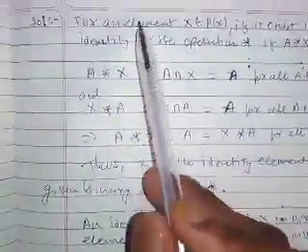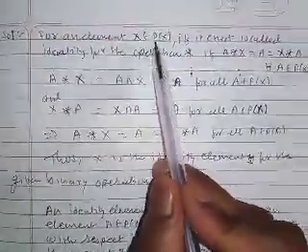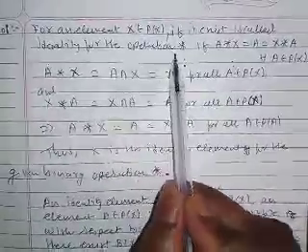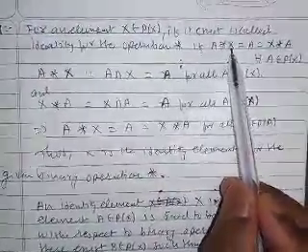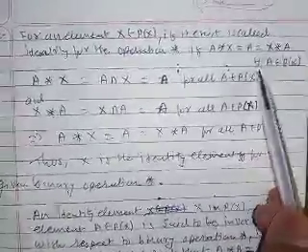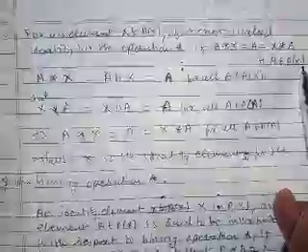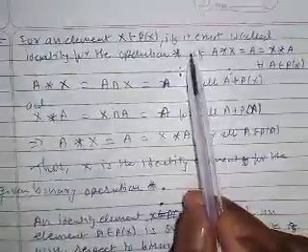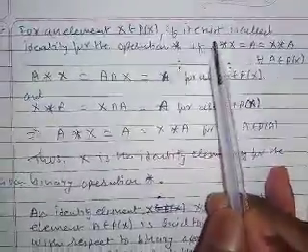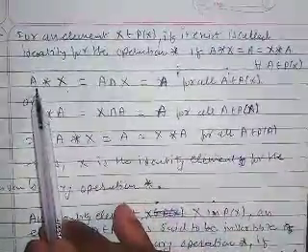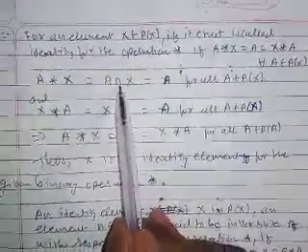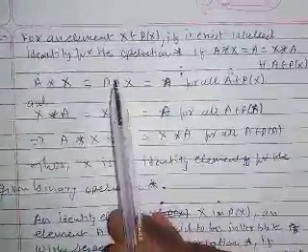For an identity element, X belongs to P(X), if it exists, called identity for the operation star if A star X is equal to A is equal to X star A for every A belonging to P(X). You know the definition of identity? Let's see. So A star X, what is the operation? Intersection.